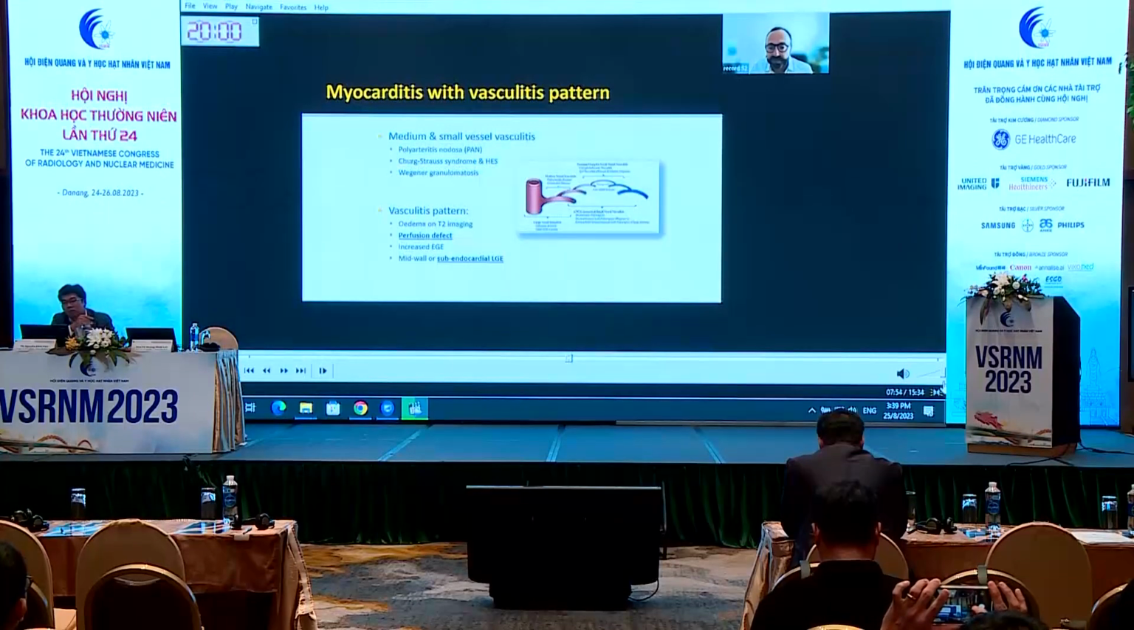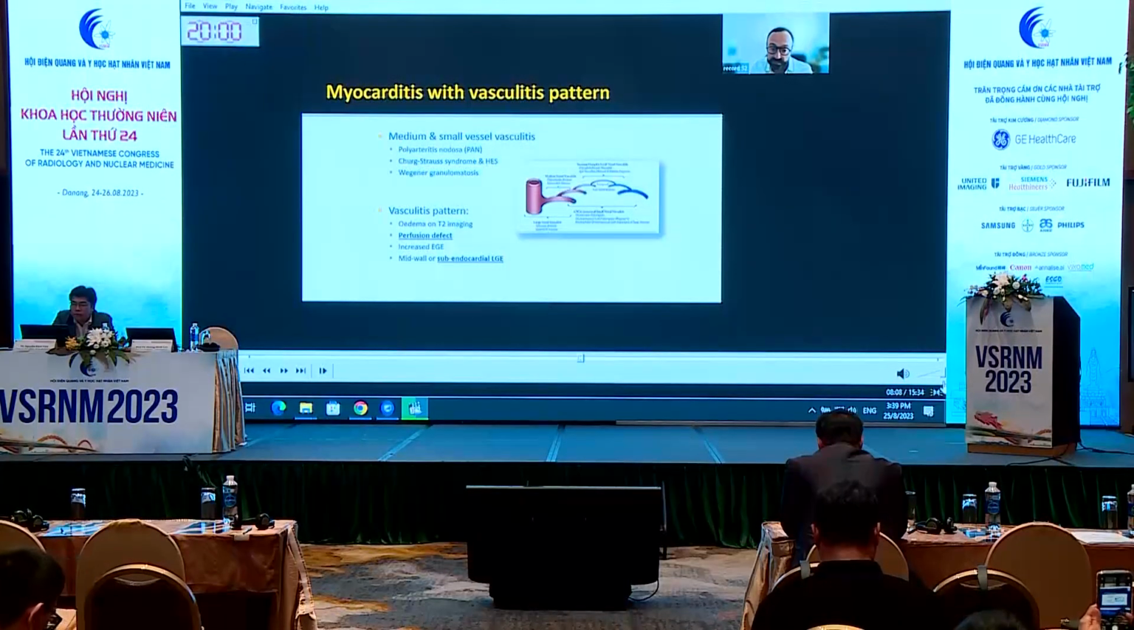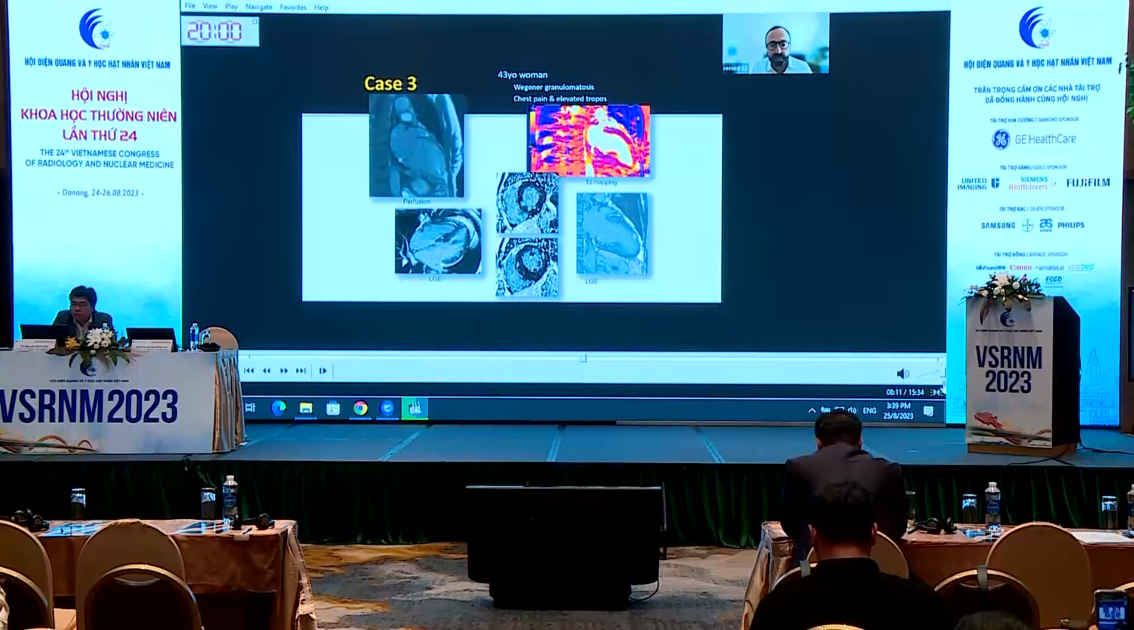We will observe edema, of course, but also perfusion defect and subendocardial patchy late gadolinium enhancement, which is not visible normally. Subendocardial LGE, obviously, is not in a coronary territory. This is illustrated by this example of a woman with Wegener granulomatosis admitted for chest pain and elevated troponin. You can see a nodular subtle perfusion defect here in the anterior wall with elevated T2 and patchy nodular late gadolinium enhancement. So this is a vasculitis pattern.